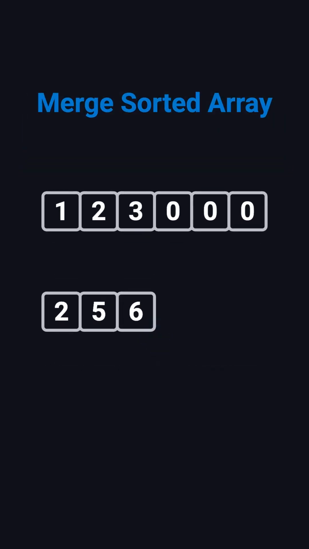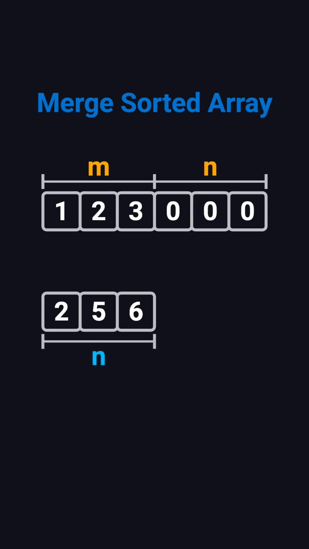Here's the problem. You're given two sorted arrays in non-decreasing order. The first array has a total length of m plus n. The first m elements are valid, and the remaining n spots are empty, usually filled with zeros. The second array has n elements. Your task is to merge the second array into the first one while keeping everything sorted. And here's the catch. You have to do it in place, without using any extra space.